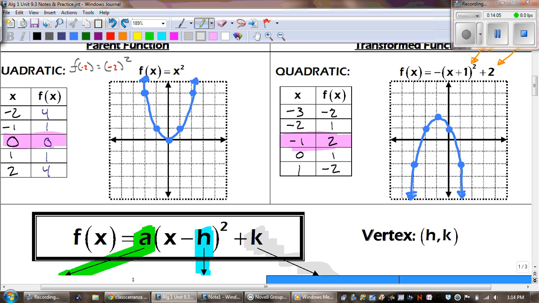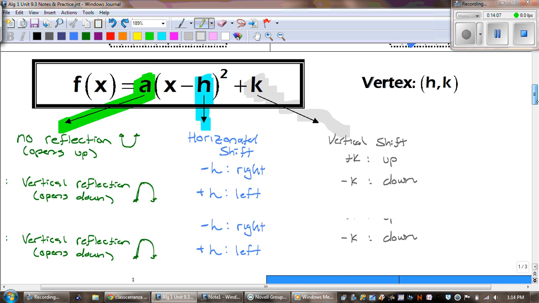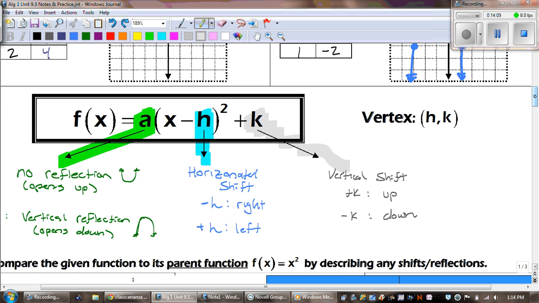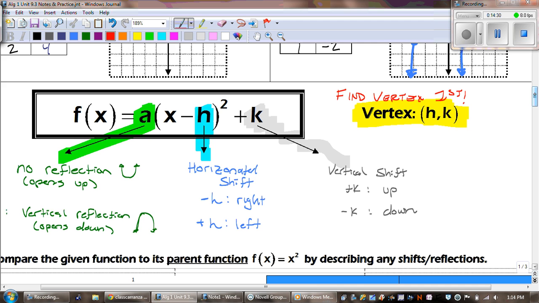Okay? So we're able to tell a lot of things just by looking at the equation. And remember, the first thing we always need to do is find the vertex, okay? Write yourself a note that we always need to find the vertex first. Very important, okay? All right.